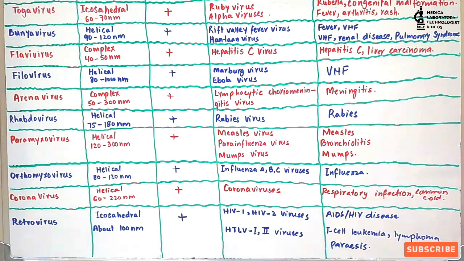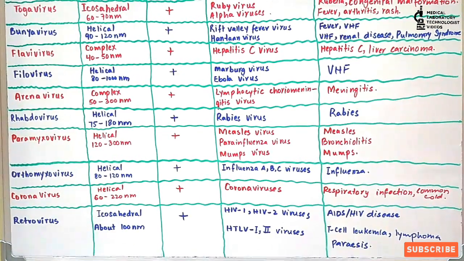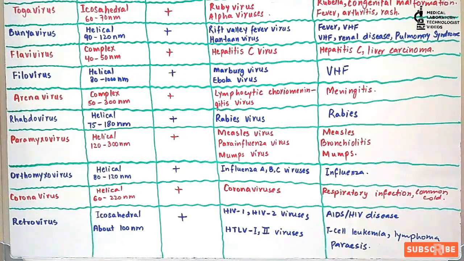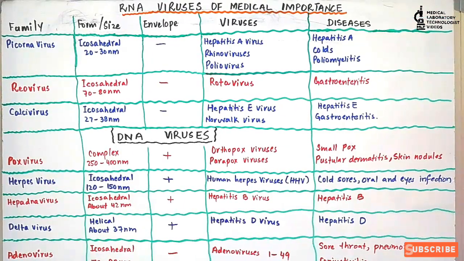So now if you notice on the board, the important viruses hepatitis C virus and HIV both belong to the RNA virus families, and also rabies virus, Ebola virus, coronavirus, influenza, measles, mumps. All these viruses come in the RNA family, or RNA viruses. Now we will move to the next type of viruses.